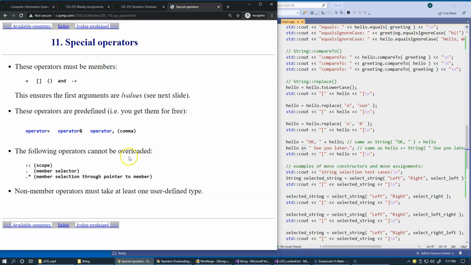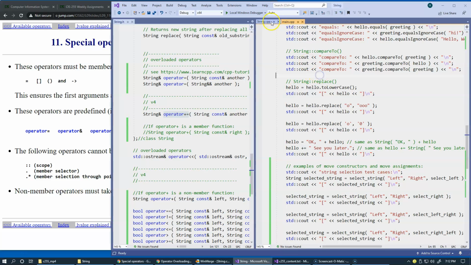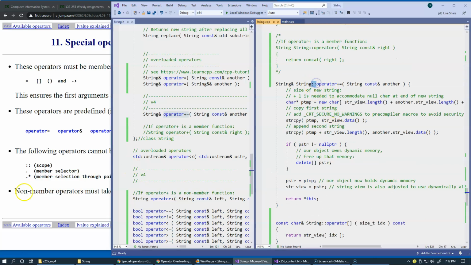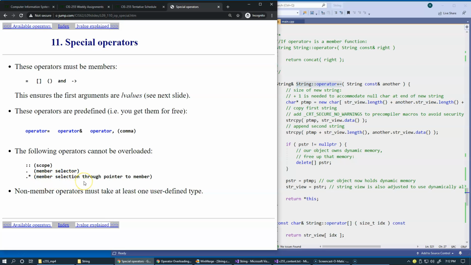The following operators cannot be overloaded. One of them is the scope resolution operator, right? So the scope resolution operator cannot be overloaded. You just cannot redefine what this does, because this is absolutely fundamental to compiler understanding of what we're trying to do with members of our classes and namespaces. Okay, so there's also member selector that cannot be overloaded, and member selection through pointer to member cannot also be overloaded. So these are not available for overloading.